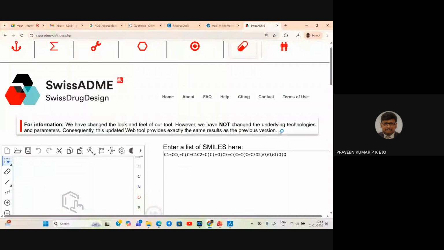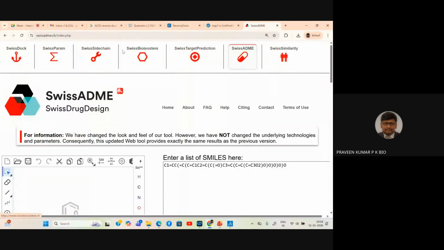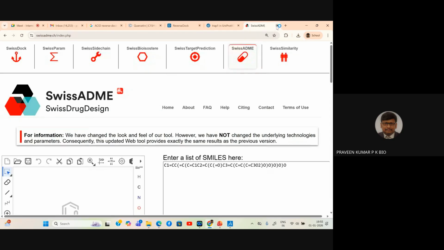Okay, the next thing we are going to try is Swiss parameter, or Swiss similarity. Yes, we go with the Swiss similarity. In the Swiss similarity, if the server is not working, you can try on some other day when the server works. Presently, the server is not working. So you can try on that.